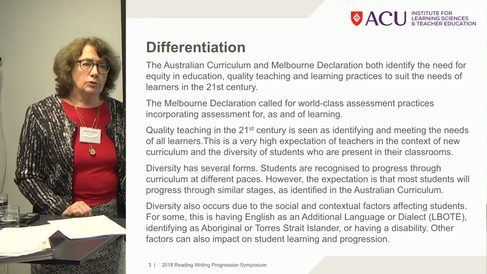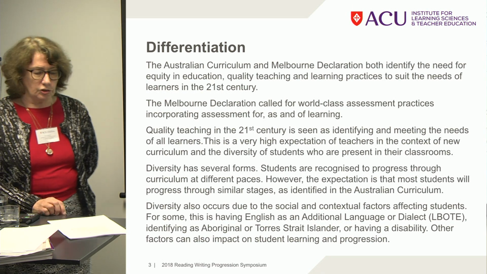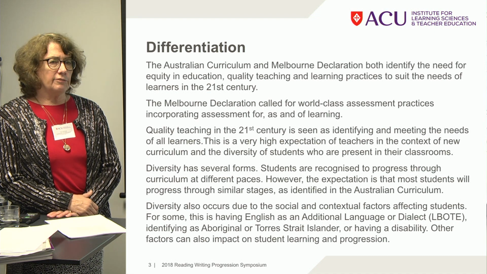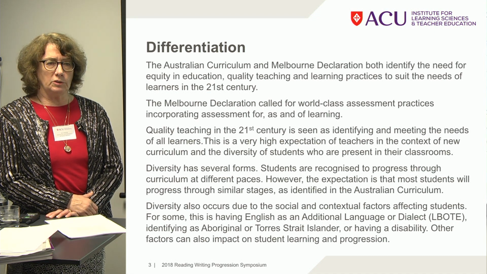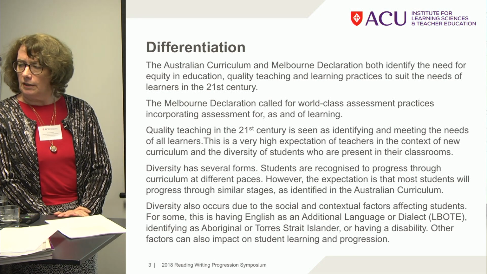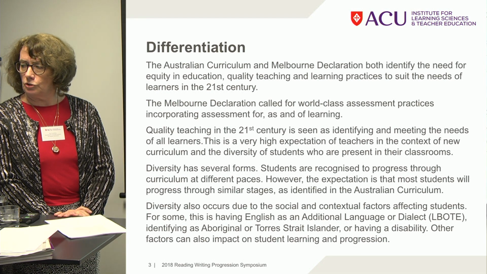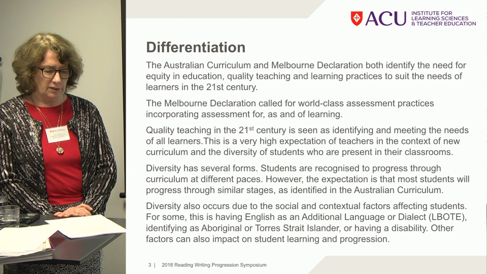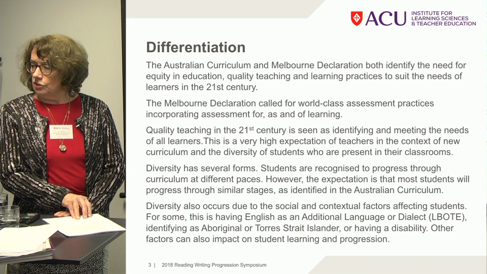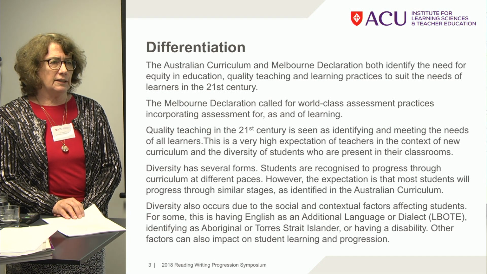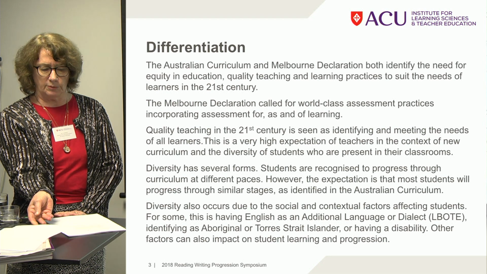Diversity has many forms. It can be students who are recognised as having different cultural backgrounds, or disadvantaged backgrounds. It might be students with disability. It might be students who identify as Aboriginal and Torres Strait Islander, or students who have English as an additional language or dialect, as we refer to it in Queensland, or LBOTE as it is in the traditional national reports. Looking at these students, how do we know what their progression is and how might we improve their learning for all different types of students?